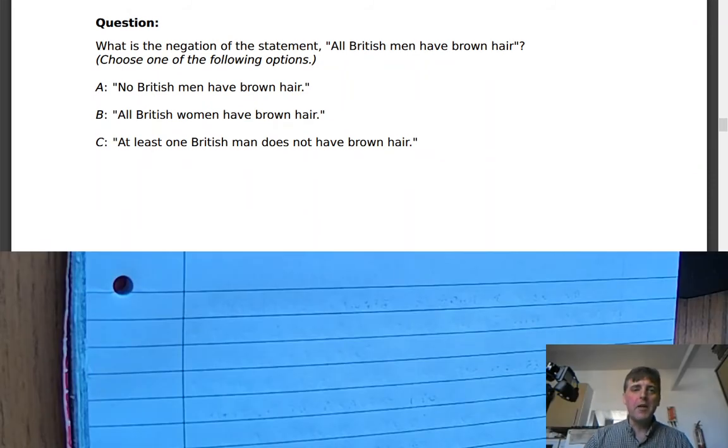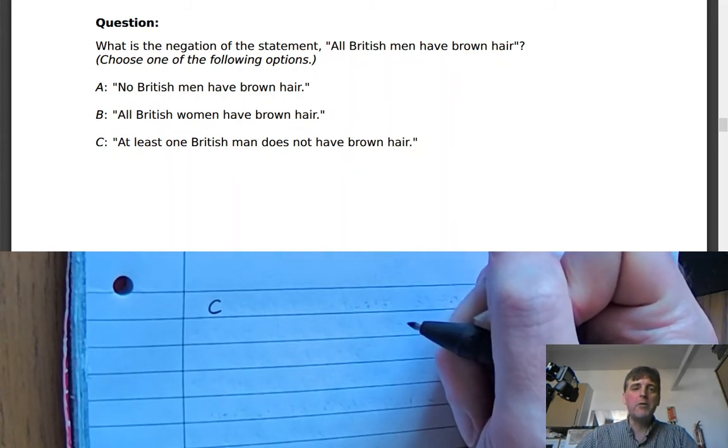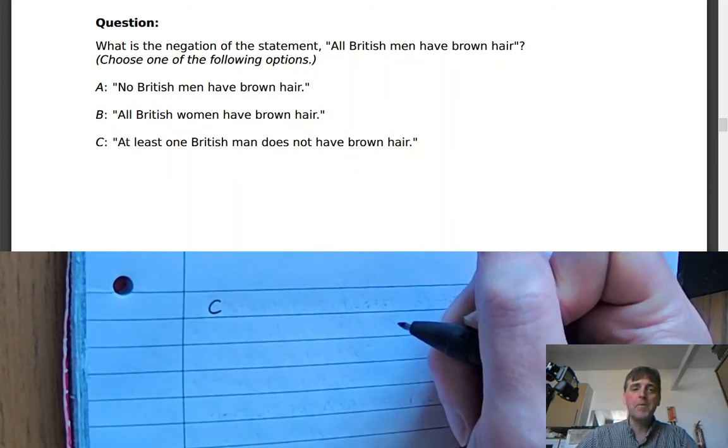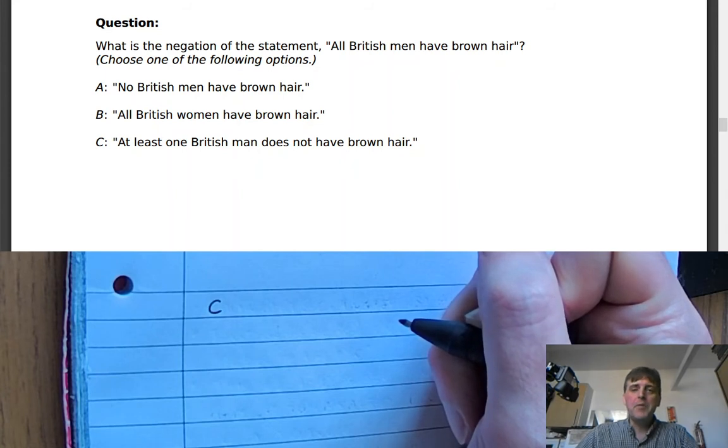Okay, so what do you think? A, B or C? Well, I'm going to tell you that the correct answer here is C. At least one British man does not have brown hair. The reason why it's not B is that all British women have brown hair. Well, that doesn't tell us anything about the British men. So that's not the negation or the opposite of the statement which we've been told at the start there.